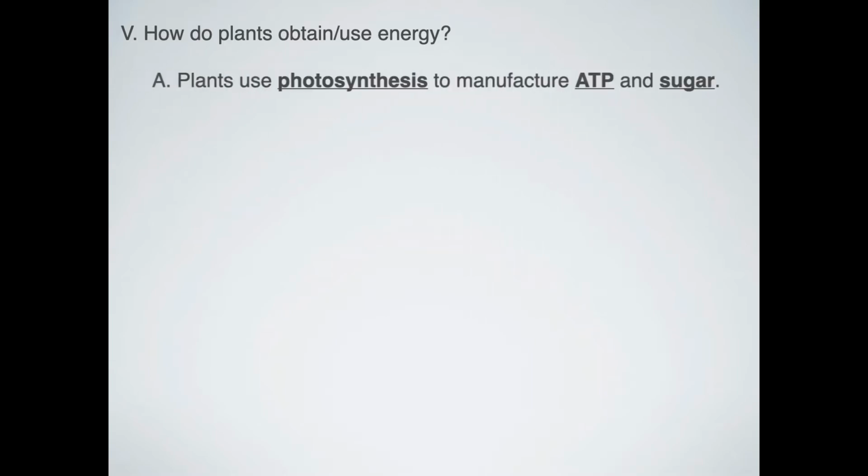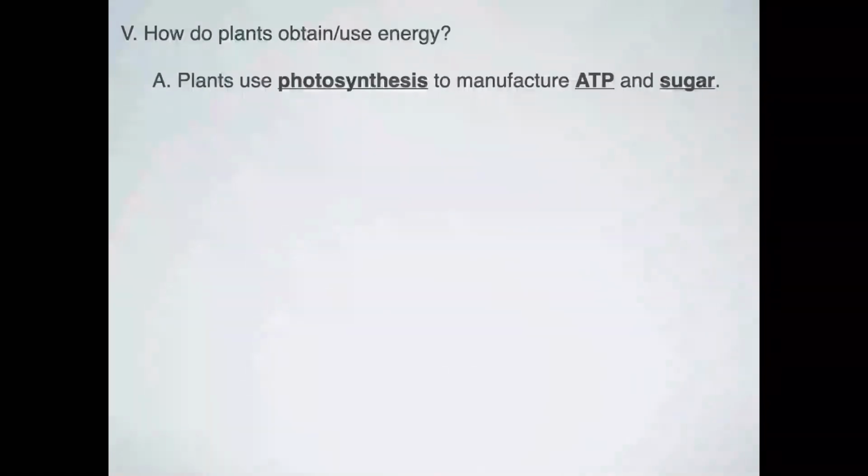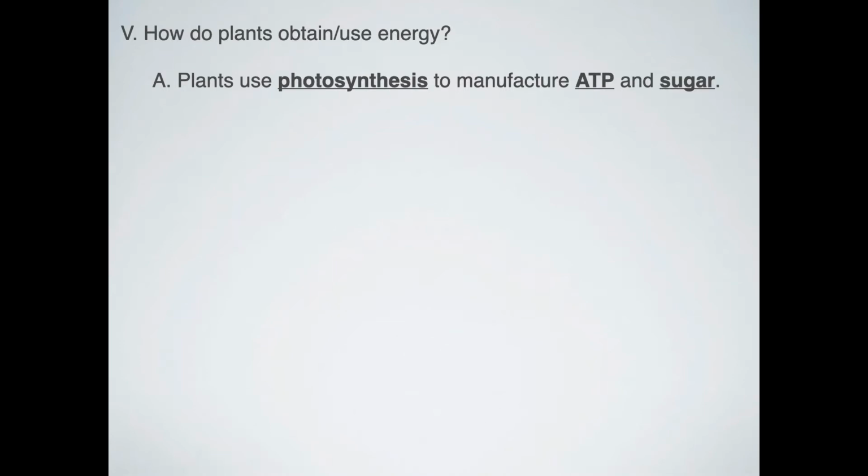Saucedo's YouTube videos. Today we're going to be talking about how do plants obtain and use energy. So one of the attributes that living things have is that they have to use energy, right? They have to obtain and use energy. So let's talk about plants. Something that you're probably already aware of, right? Plants use photosynthesis in order to make energy.